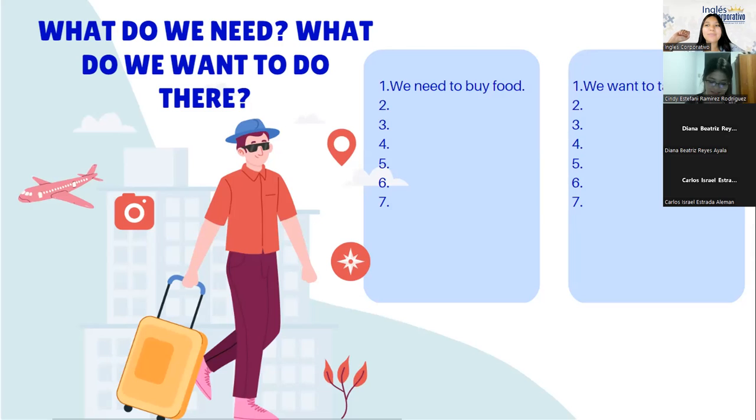Okay. We want to go visit museums. How do you say museum? Museums. Ah, museum. Excellent. Very good. Thank you, Diana. Perfect. Okay. All right. Very good. Okay. Alexandra, go.